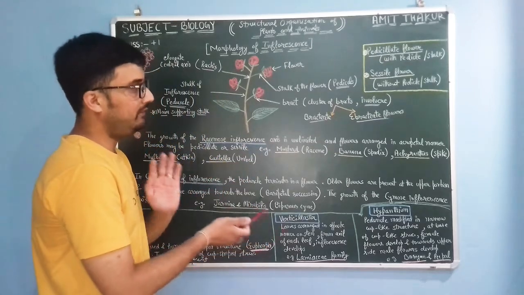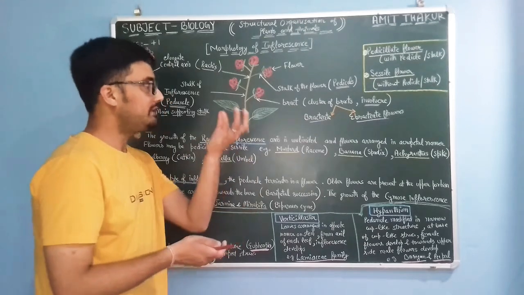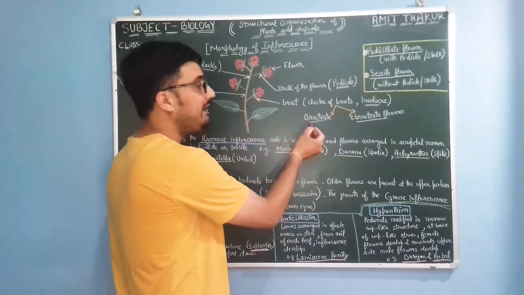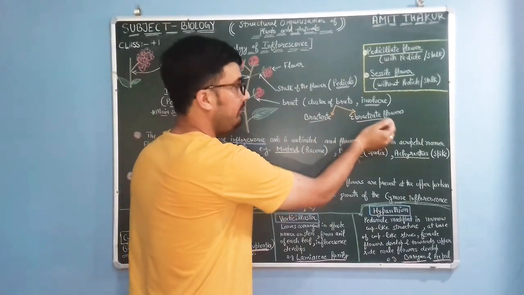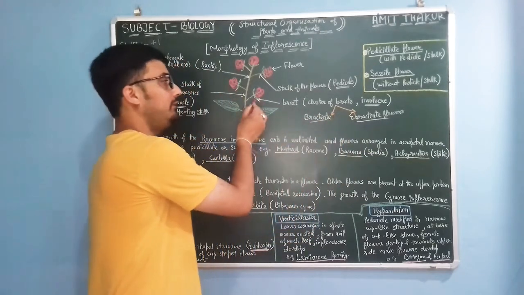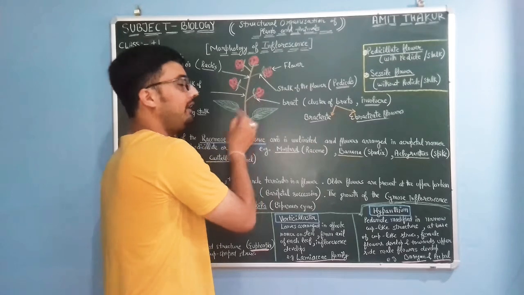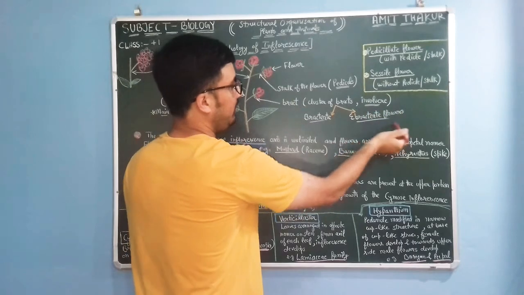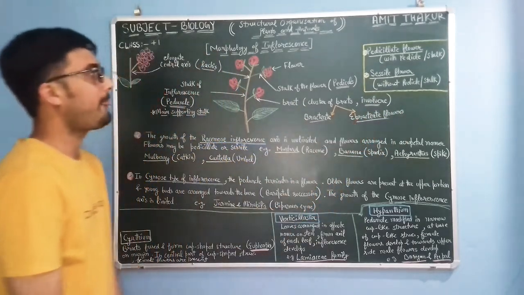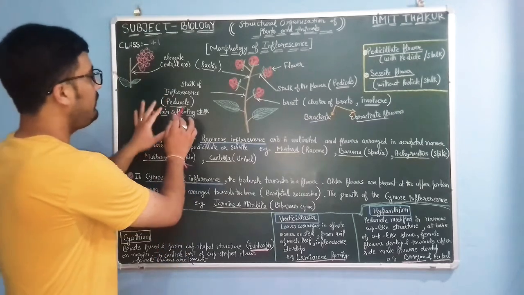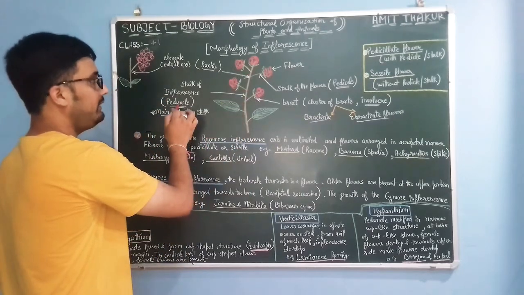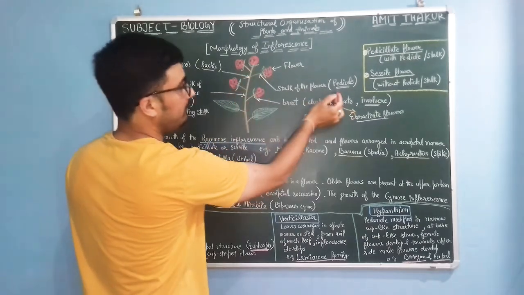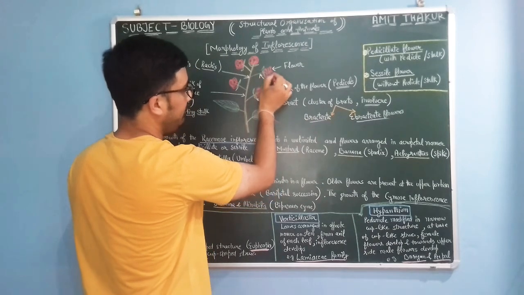On the basis of the presence or absence of bracts just beneath the flower, flowers are categorized into bracteate flowers or ebracteate flowers. Bracteate flower means presence of these bracts, and if these bracts are not there, meaning absence of these bracts, then the flower will be known as an ebracteate flower. So the main supporting stalk of this floral axis is the peduncle. Then this central axis, this point, is the rachis. From this point, the pedicel, these bracts and this flower.